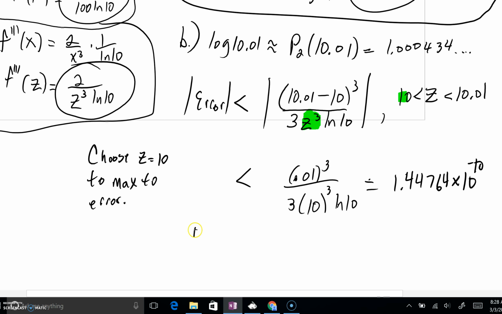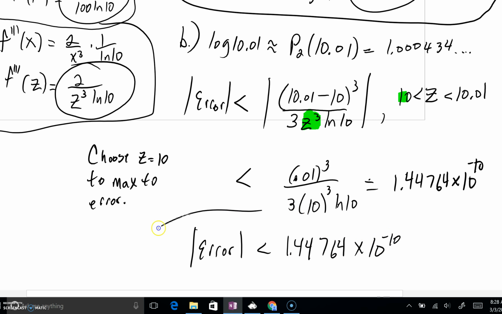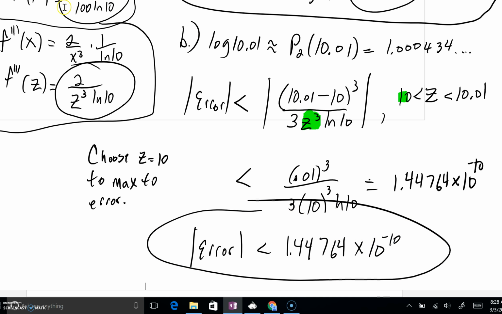So you can say that your error is actually remarkably small from the Lagrange error bound. So just some more practice with this skill. It's a little bit abstract, but hopefully it's getting better for you.